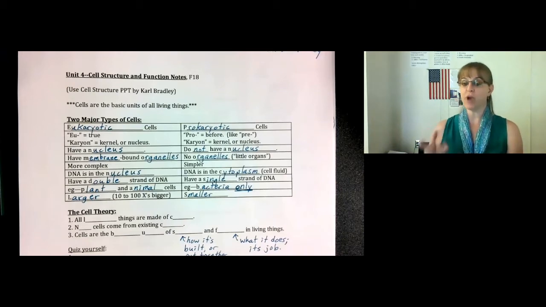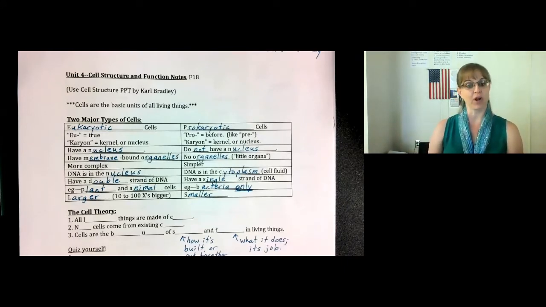Now, a prokaryote has no nucleus. The DNA in a prokaryote is just somewhere in the middle, not wrapped up in an actual nucleus. Plus, it does not have organelles. Well, no membrane-bound organelles. It does have ribosomes, because those are the things that make protein, but ribosomes are not wrapped up in a membrane, so that's why we say no membrane-bound organelles.